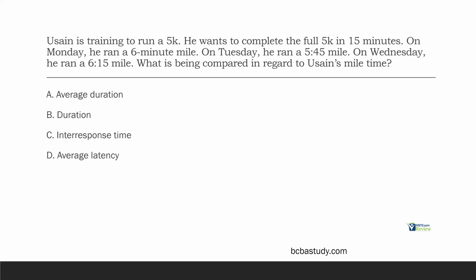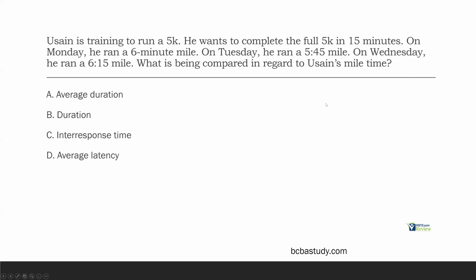Now, how is he measuring that time? Is he taking his average duration? No, he's not taking the average. He's taking the full duration of each mile and then comparing them against one another. So he's taking B, duration. He's not taking into response time. He's not timing how long in between runs he goes. And he's not taking average latency. Again, there is no average. He's simply taking a standard, simple duration measurement of each mile on each day and then comparing them to one another. Presumably, he wants to decrease how fast he runs his mile to get to his goal.